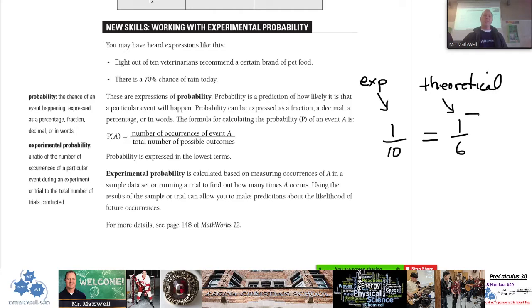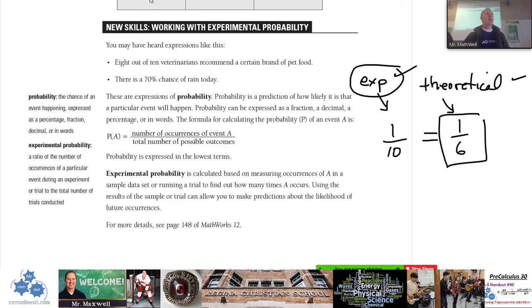Now the theoretical says what should happen, all things considered equal, and if you were to experiment with this an infinite number of times, then the experimental probability would be equal to the theoretical. But because we're only taking a small sample, or a small number of occurrences, our experimental probability might not be the same as the theoretical.